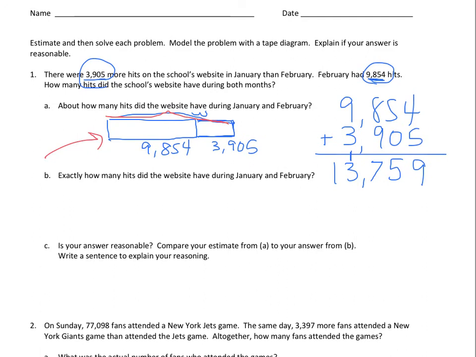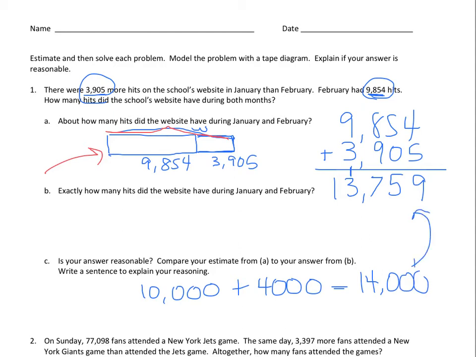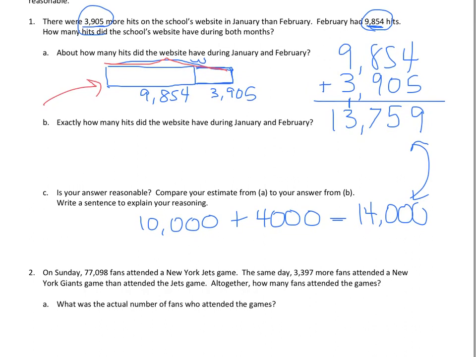What I'm going to ask you to do down here is compare your estimate. So the students have been practicing estimation, so they should be able to round each number. So in this case, we would call 9,800 about 10,000, and we would call 3,905 about 4,000. So it would be reasonable for our answer to be around 14,000. So all your student is going to do here is say, are these two numbers close? Are they in the same ballpark? And if the answer is yes, then the answer is probably correct. If you get a number that's much higher or much lower than your estimate, it's likely that it's not.